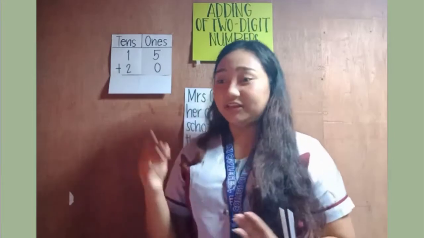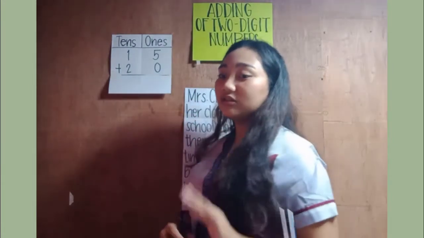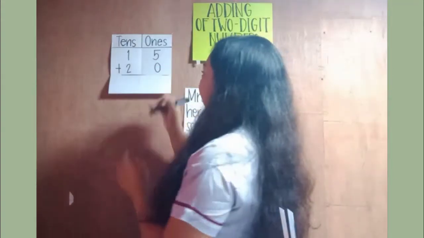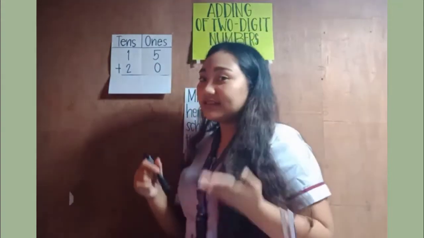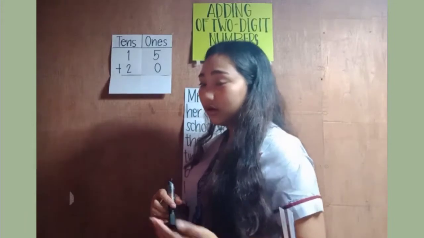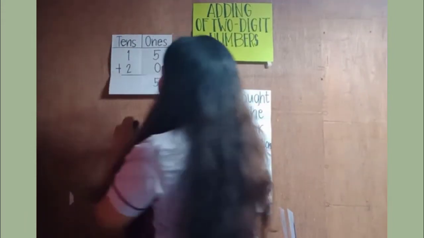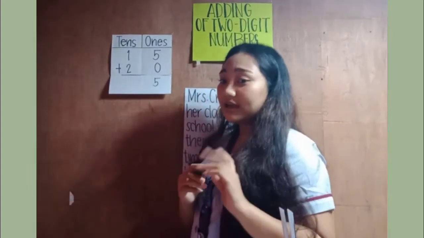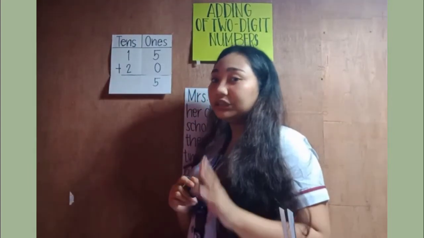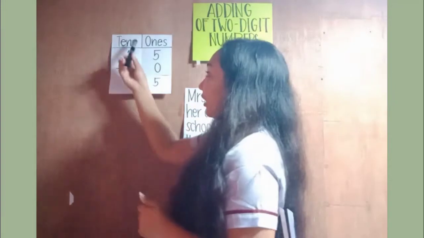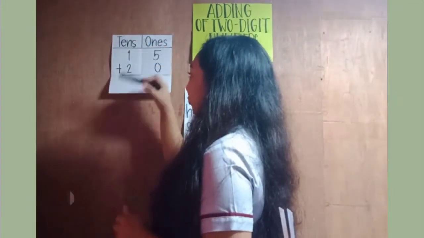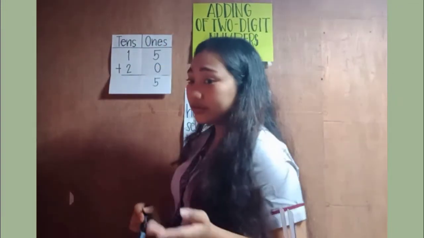Okay, thank you. So, for the problem given, this is the way to solve it. Step 1 is to add the ones in the ones column. So, 5 plus 0 is equal to? Correct, this is 5. Step 2, you need to add the tens. This is the tens column. So 1 plus 2 is equal to?